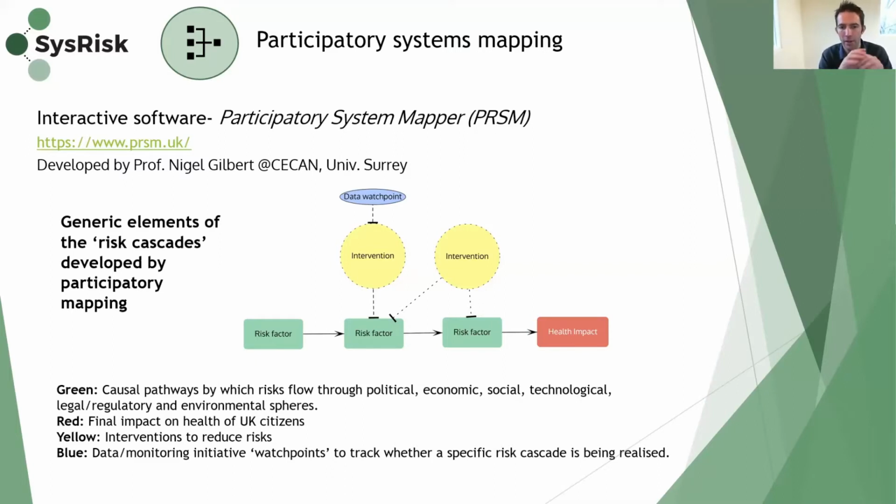So it's an interactive online platform for developing what we call risk cascades. So these are how risks flow through some process of causality to lead to some overall impact on health. And we can think about interventions here shown in yellow that reduce those risks. And some of those interventions may be reactive and require data monitoring scheme watch points that allow us to track whether this risk is being realized, and then we could potentially put in place those interventions.